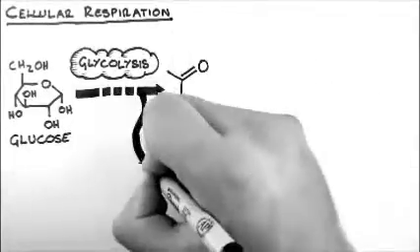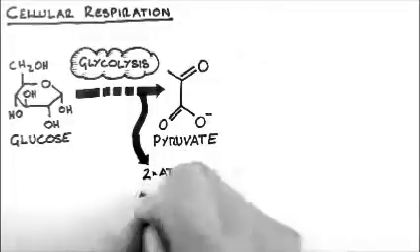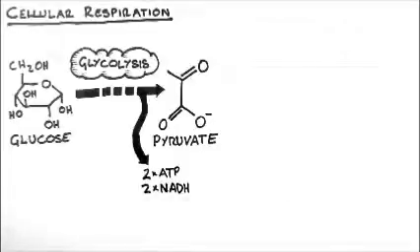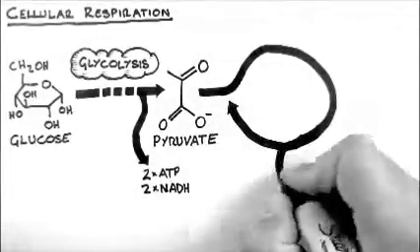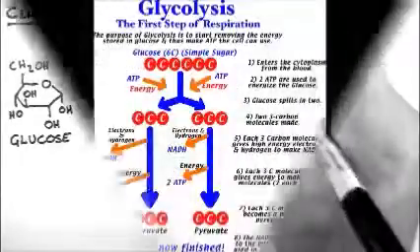The process of glycolysis produces two of these ATP molecules. It also produces two NADH molecules. These NADH molecules will be converted into ATP later. The pyruvate molecule then undergoes another series of reactions known as the tricarboxylic acid cycle.